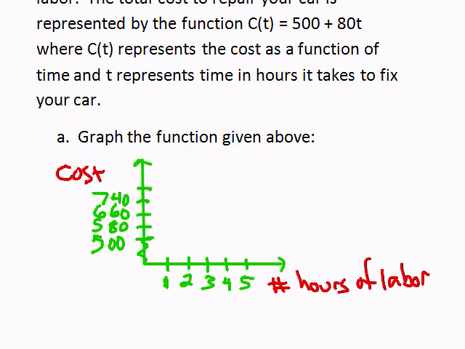I went ahead and started graphing it for you. Note that you're going to start at 500 as your y-intercept, because that's the initial amount that they're going to charge you to work on your car for parts. Then every hour you should go up $80. And I chose to count by 80s on my y-axis to make that part of the graphing easier.